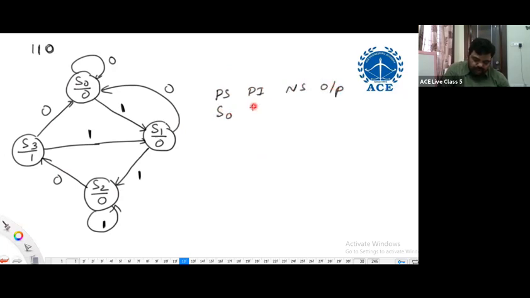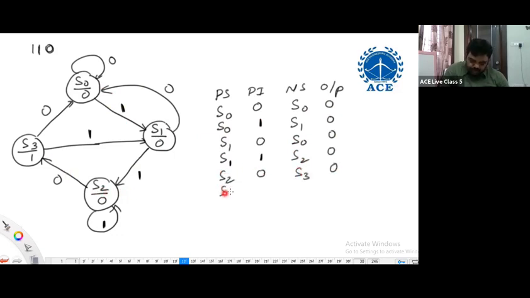So S0, present input is 0. From S0, with present input 0, what is the next state? S0. What is the output? 0. S0 getting 1, where is it moving? S1, output is 0. S1 getting 0, what is the next state? S0, output is 0. S1 getting 1, it is S2, output is 0. S2 getting 0, S3, output is 0. S2 getting 1, it is again S2, output is 0.